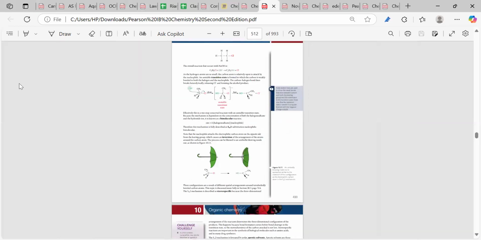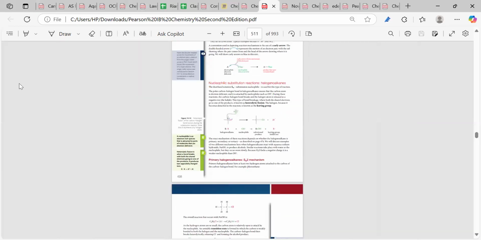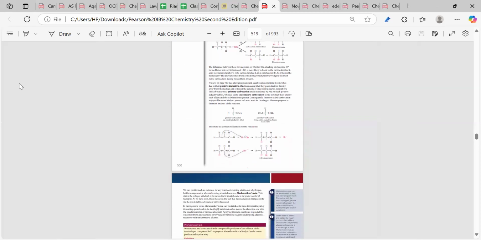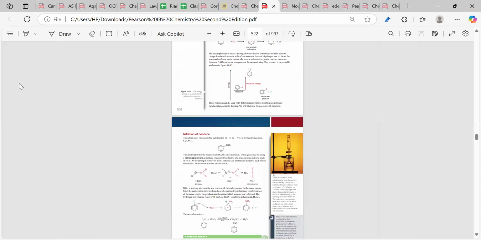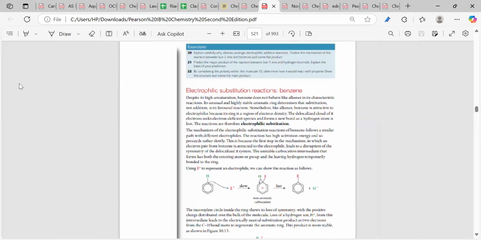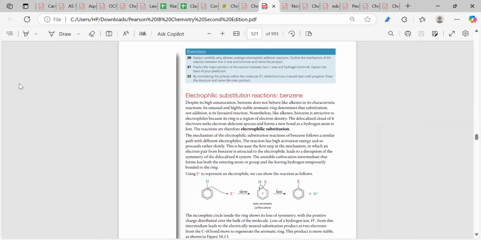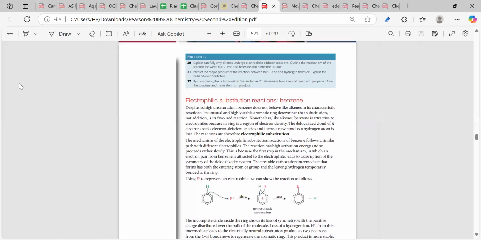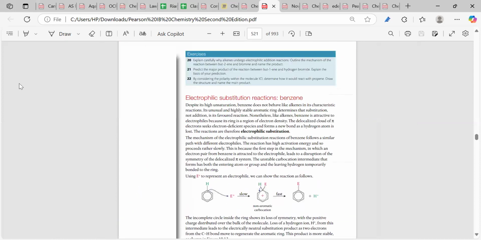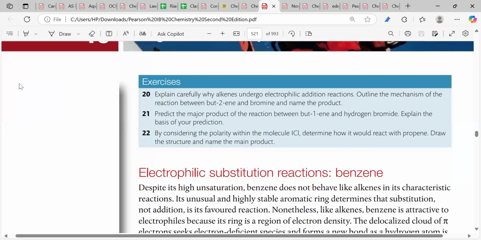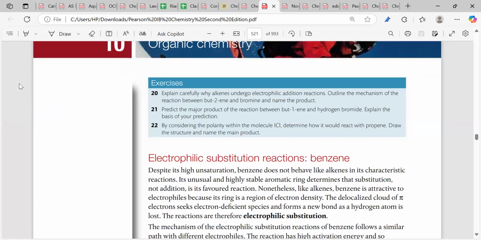Send me a message, Ashvi. SN1, SN2, PSN old 498, SN1, SN2, comma E1, E2, page number 498 to 508. Pages 498 to 508. Got it. Fine. See, this will be coming in exam.